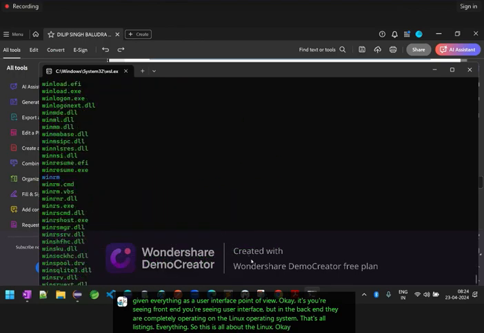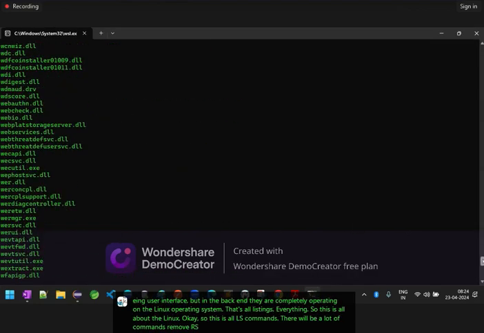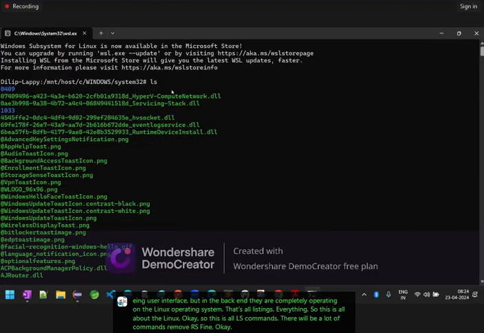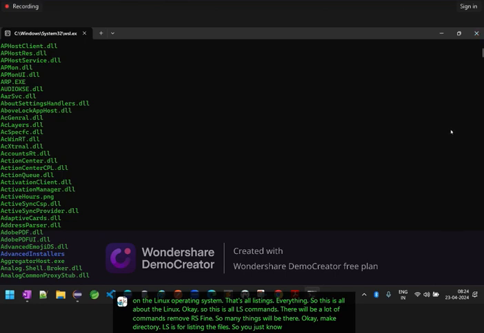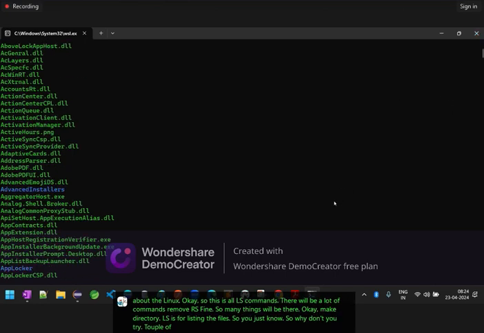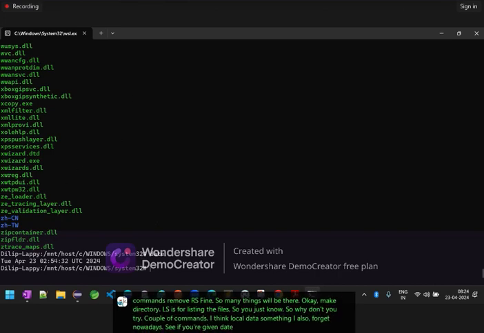So this is how the ls command works. There will be a lot of commands: remove, rm, grep, find. So many things. Make directory. ls is for listing the files. Why don't you try a couple of commands? Date, I also forget nowadays. See, if you give date, it prints the current system date.